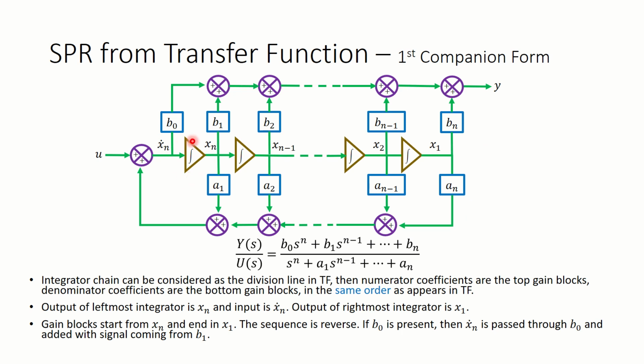The output of the first integrator, always remember, the output of an integrator is the state, not the input. Subsequently, this becomes the input to the other integrator. However, always see that the output of the integrator is defined as the state. So the states are defined in the reverse order, as you can see. x1 is the first state, which is the output of the last integrator. xn is the last state, which is the output of the first integrator.